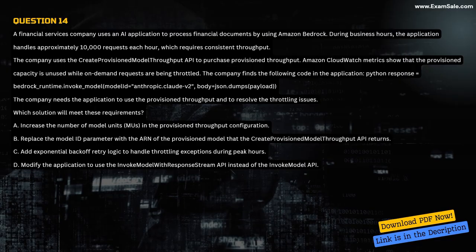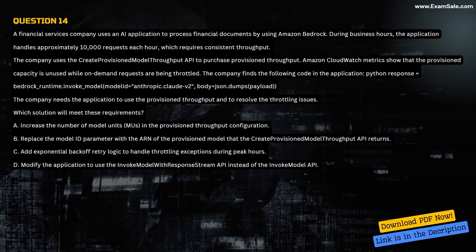The company finds the following code in the application: Python, response = bedrock_runtime.invoke_model, modelId = anthropic.claude-v2, body = json.dumps(payload). The company needs the application to use the provisioned throughput and to resolve the throttling issues. Which solution will meet these requirements?